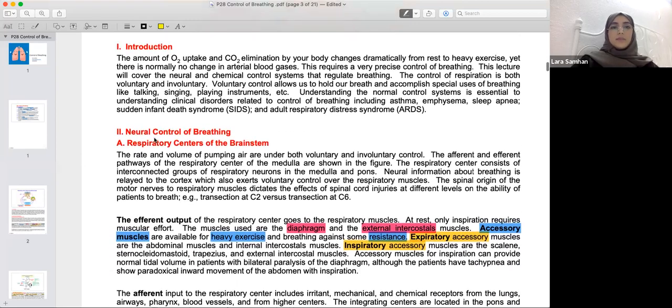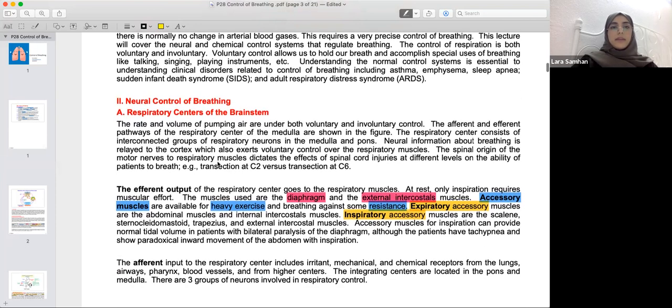Okay, so now we're going to talk more about the neural control of breathing, how the control of our breathing happens. As we said, we have the brainstem, which is very important for cardiorespiratory regulation. In regard to inspiration, it's an active process, so it requires muscles for us to breathe. The main muscles that have efferent output are, number one, the diaphragm, and the external intercostal muscle. Those are the main muscles that every individual uses for inspiring.